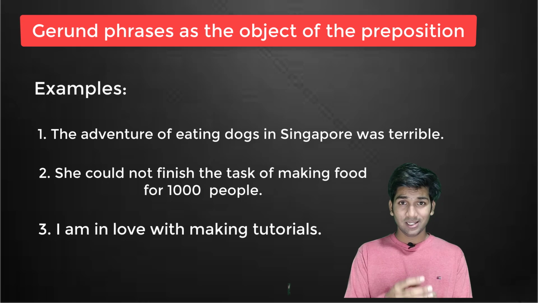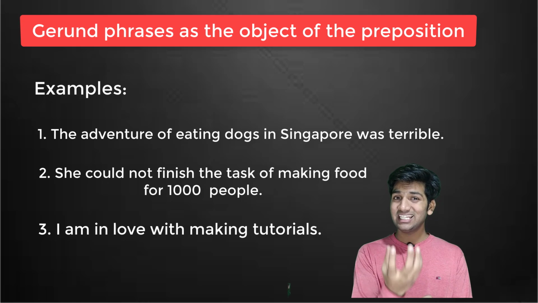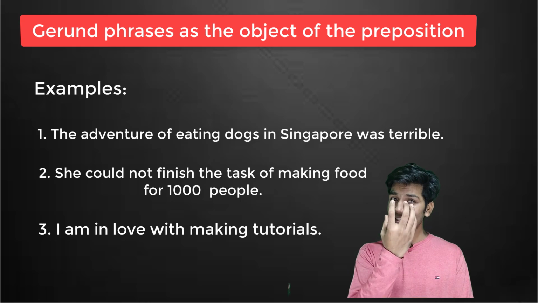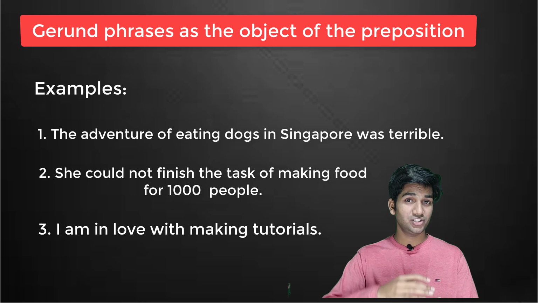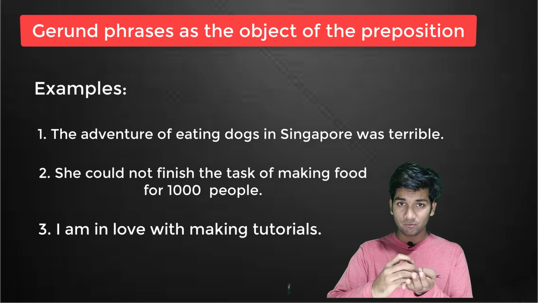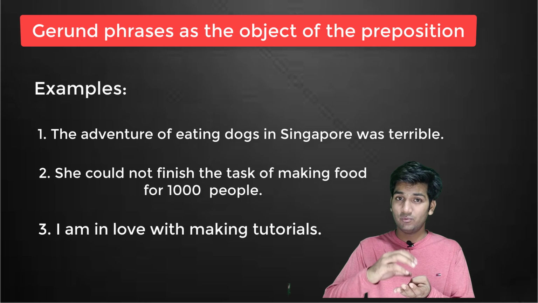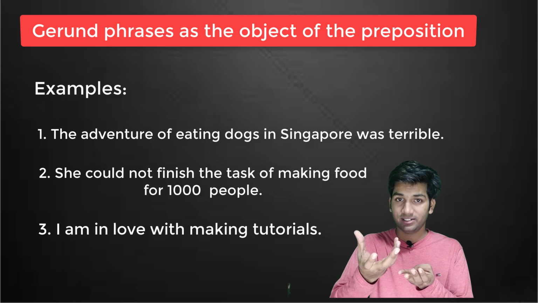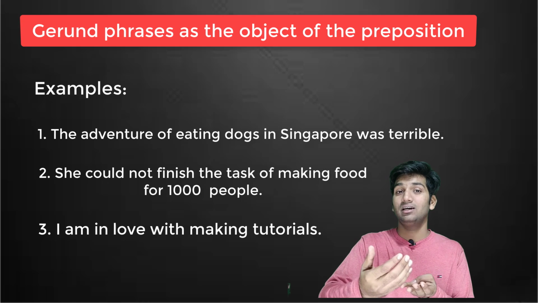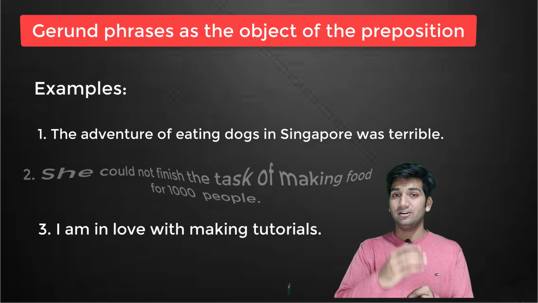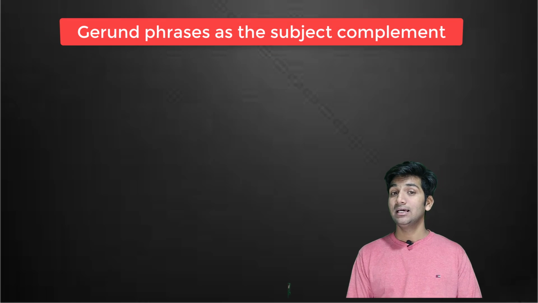Alright, so making tutorials is my gerund phrase acting as an object of the preposition with. I'm in love with what? If you ask the question, with what? Making tutorials. Making tutorials is my gerund phrase acting as an object. Alright? I hope you guys got it.